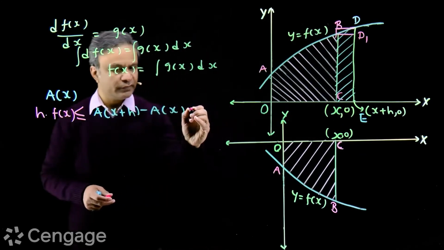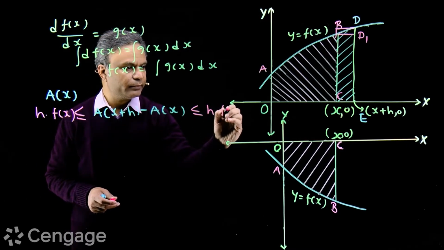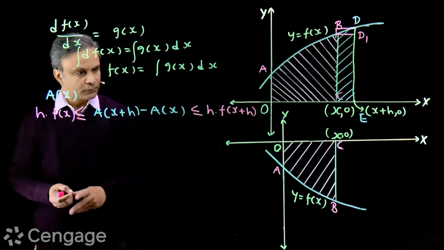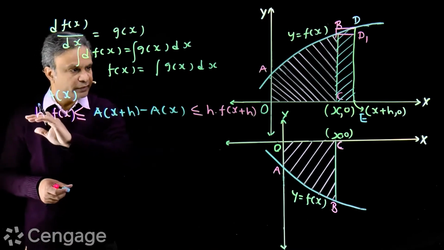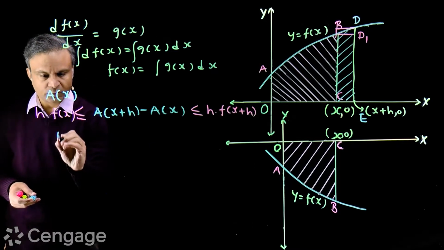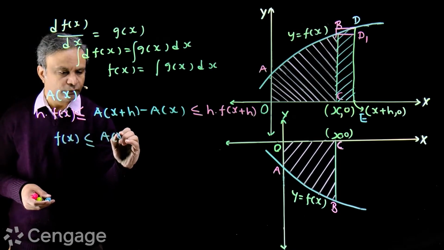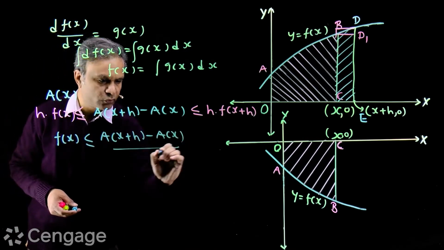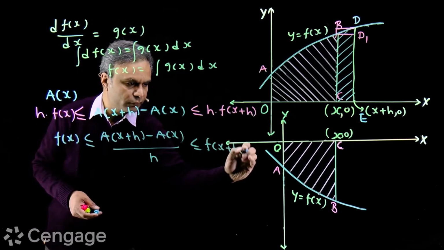Okay, so we have this area less than or equal to h multiplied by f of x plus h together. Okay. Next, what do we do? We divide all sides by h. Here h is positive, so we have f of x less than or equal to a of x plus h minus a of x upon h. This is less than or equal to f of x plus h.